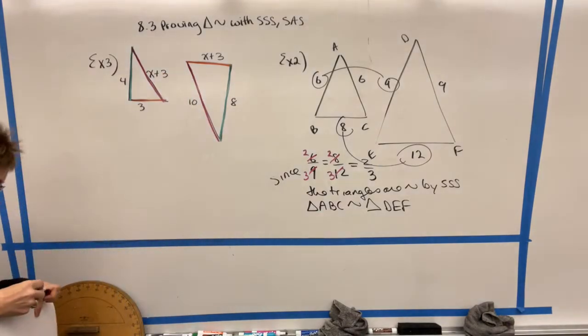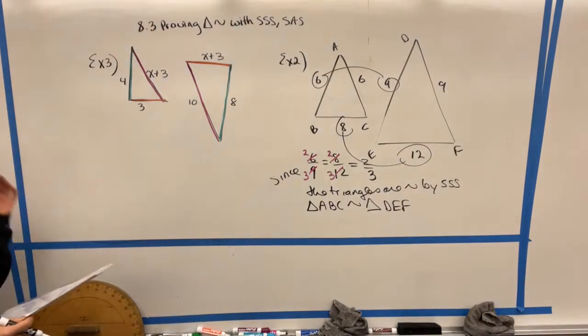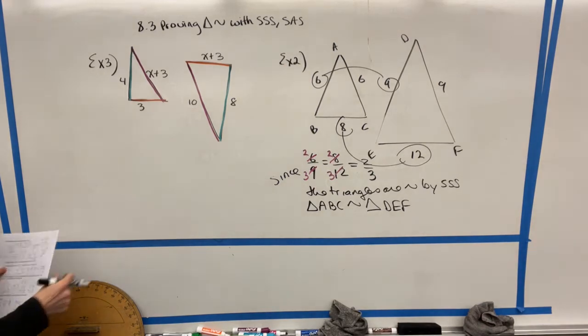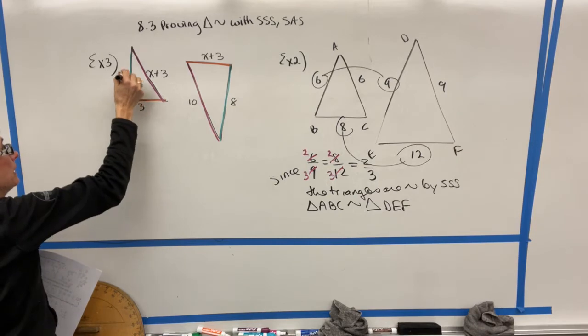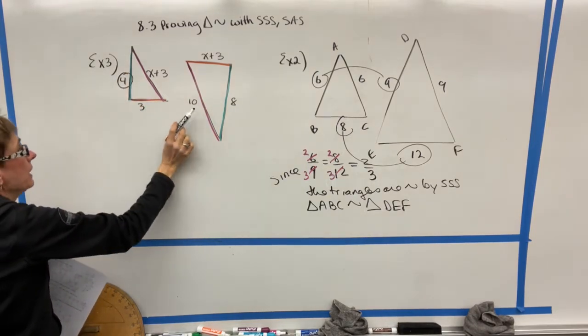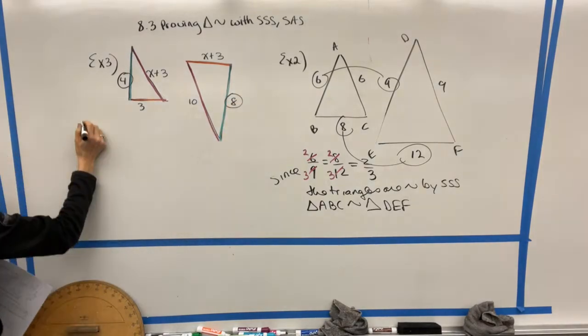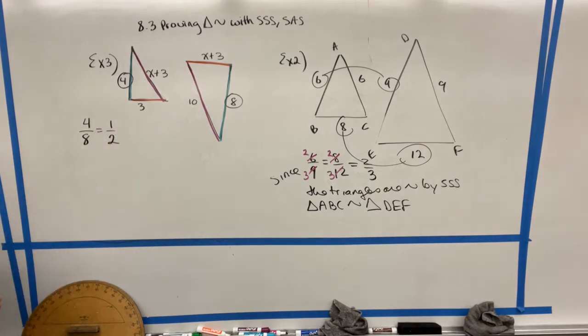Now I want to see what my scale factor would need to be in order for these triangles to be similar. Scale factor means side divided by side, and it has to be a corresponding side. So if I want to compare 4 on this triangle to a side on the other triangle, I would have to be comparing it to the 8. So I can see that 4 divided by 8 is 1/2. If these triangles were similar, it would need to be that every side on the left divided by a side on the right would have to equal 1/2.